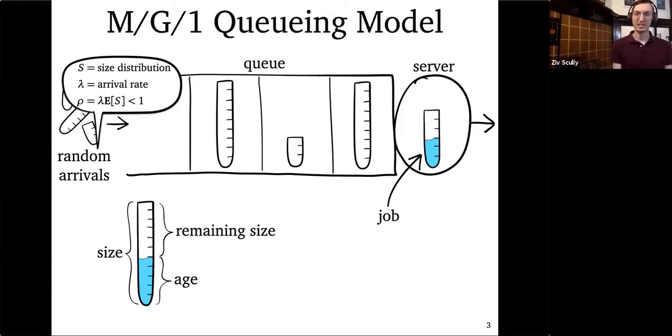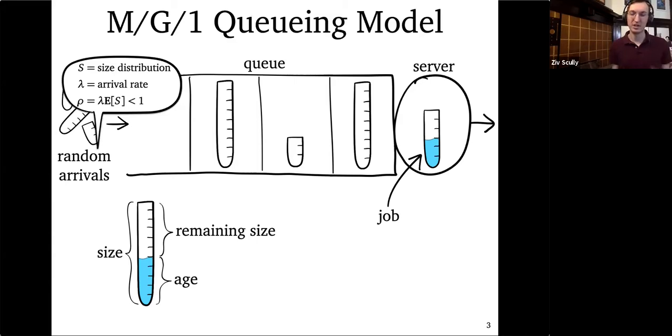And then finally, our system has a certain load, which is the rate at which work arrives to the system. This is rho, which is the arrival rate lambda times the expected job size. So that's the average rate at which work is arriving. We're going to say that our server does work at 1 second of work per second. So the load has to be less than 1 for the system to be stable. Okay, so that's the M/G/1 queuing model.